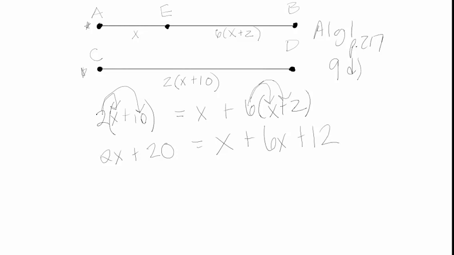Now I can go back and add like terms. I'm going to leave this side of the equation alone for now and come over to the right side and say, well, 6x plus x would be 7x. So now I have this equation. What I want to do is get all of my x terms on one side and all of my numbers on the other.